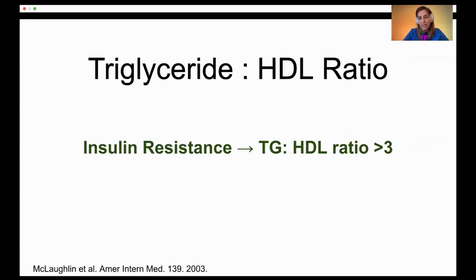What about the triglyceride HDL ratio? If they've already had a lipid panel, then you don't need to order more labs or follow up on labs. But if their triglyceride to HDL ratio is more than 3, that's kind of a rough, dirty estimate of they're probably starting to have some issues.